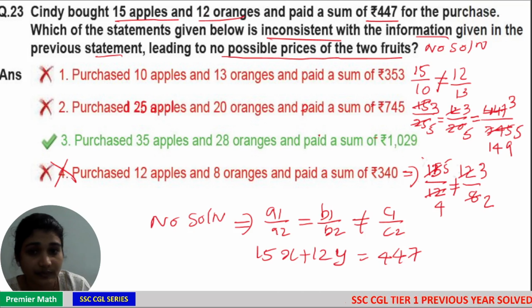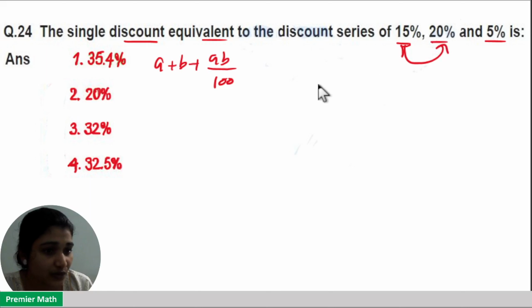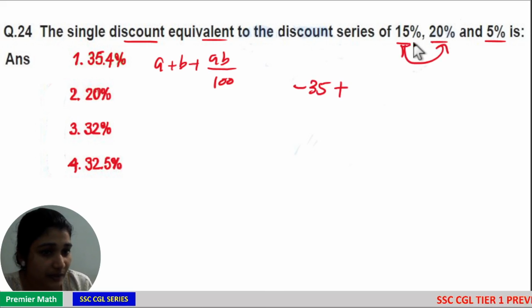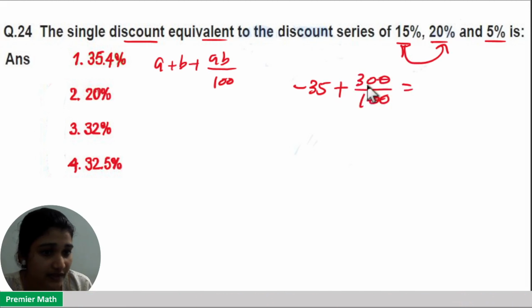The single discount equivalent to the successive discounts of 15%, 20%, and 5%. Here use the A plus B plus AB by 100 formula. That is the successive discount formula. Use positive for increment and negative for discount or decrement. Here first take the overall between 15 and 20. 15 plus 20 is equal to 35. So discount of minus 35, plus minus into minus plus, 15 into 20 is equal to 300 divided by 100. So this overall is equal to minus 35 plus 3, which is minus 32%.